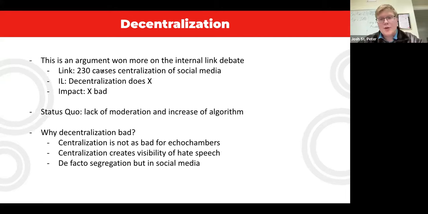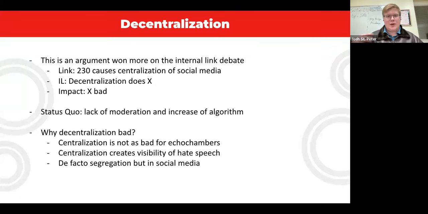Okay. So next, I'm going to take the decentralization argument. This is one of, at least going through the con stuff, my favorite, because this argument is one that's more on the internal link debate. What I mean by that is a lot of the arguments on this topic are going to be won by winning a core link and then whatever your terminal impact is.